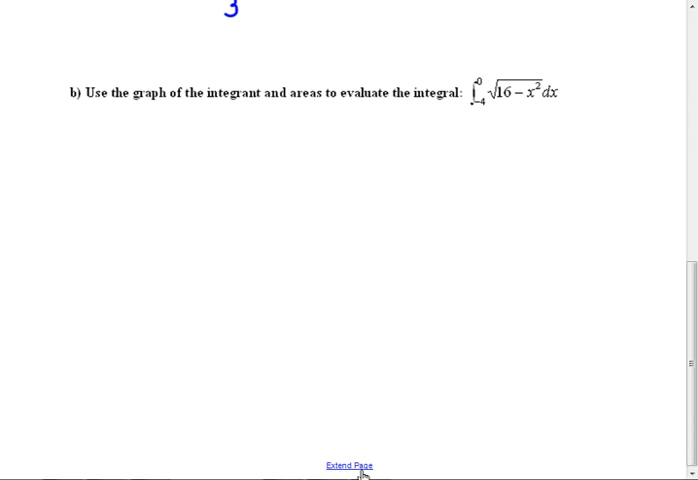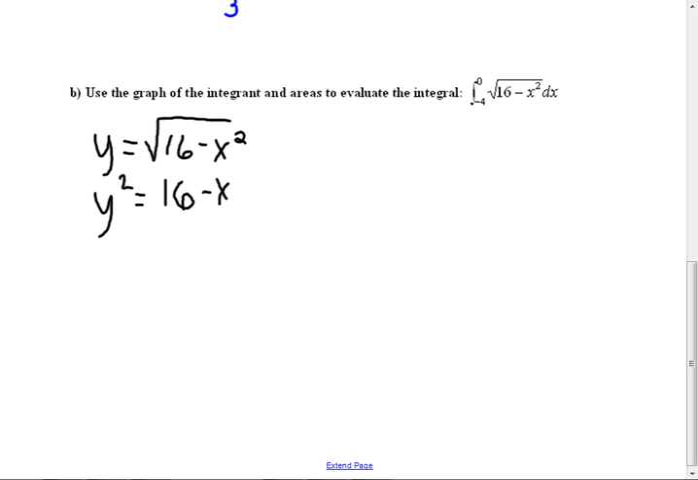Okay, how about that one? Anybody know what that looks like? Well, it's y is equal to the square root of, it's a circle, yeah, 16 minus x squared. How do we know it's a circle? Let's square both sides. So y squared equals 16 minus x squared. And then I'm going to add x squared to both sides. So we're going to get x squared plus y squared equals 16. There it is.